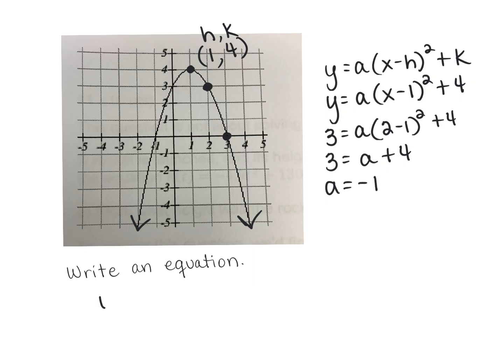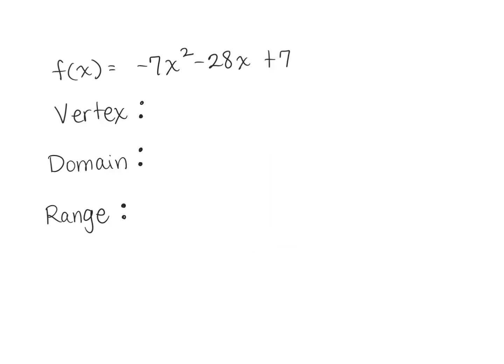So the equation would be y is equal to a negative. You can put the 1 or not, that's up to you. And then I have quantity x minus 1 squared plus 4. The next one is giving us an equation to start with, and I have a vertex, domain, and range. So for the vertex, you can use either completing the square or you can use the vertex formula. I know most of you all prefer the vertex formula, so that's the one I'm going to use. I have h is equal to -b over 2a.